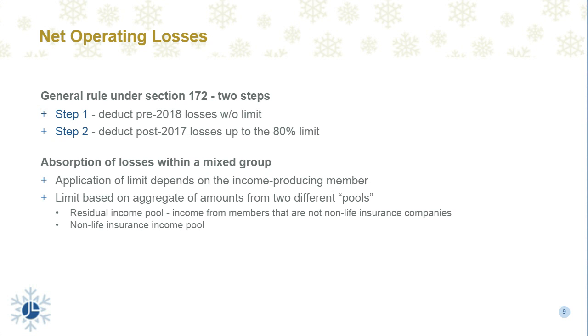For the absorption of losses in the final regulations, the application limit depends essentially on the income-producing member. What that requires is that you break your entities into two different pools. One is the residual income pool, and essentially that's the income from the members that are non-life insurance companies. Those would be your C corporations and your life insurance companies. Then your second pool would be your non-life insurance income pool, and that's your P&C entities. So this essentially requires a two sub-consolidation calculation to determine the use of those NOLs. It's more complicated. Your carry-forward schedules will need to be more comprehensive, and you'll have to track these two pools separately going forward. Essentially, this can impact the timing of your book accruals and your actual tax filings in terms of the differences that might exist between those, based on the different facts when known.